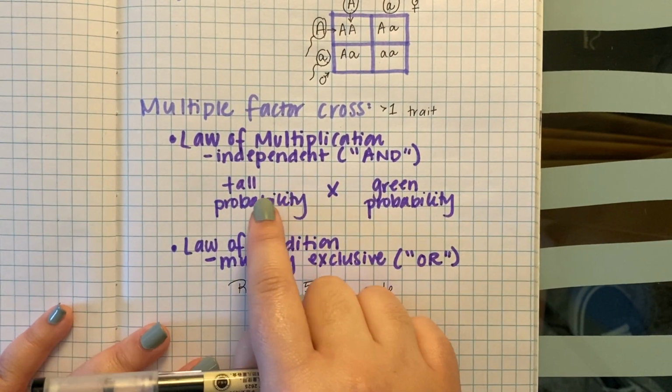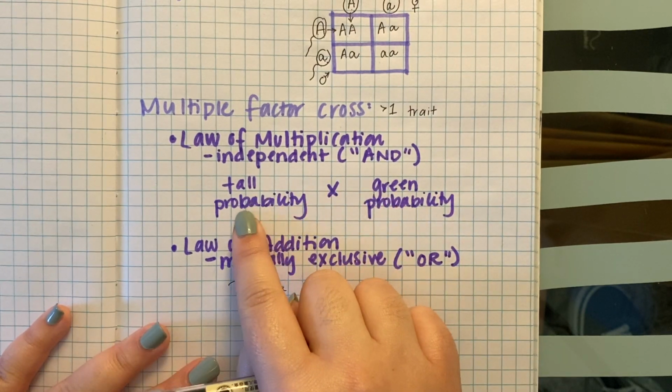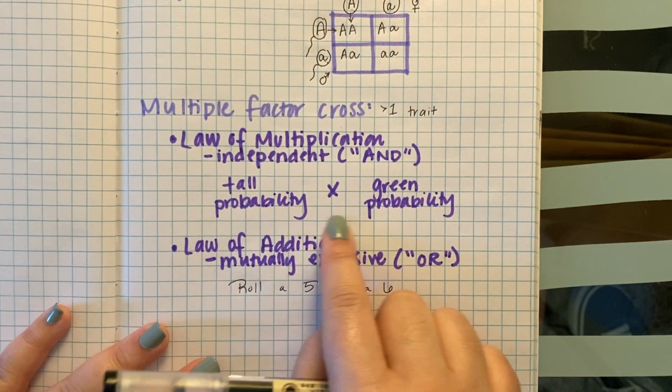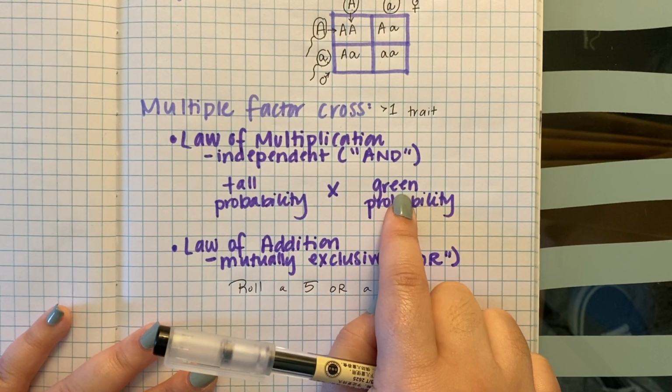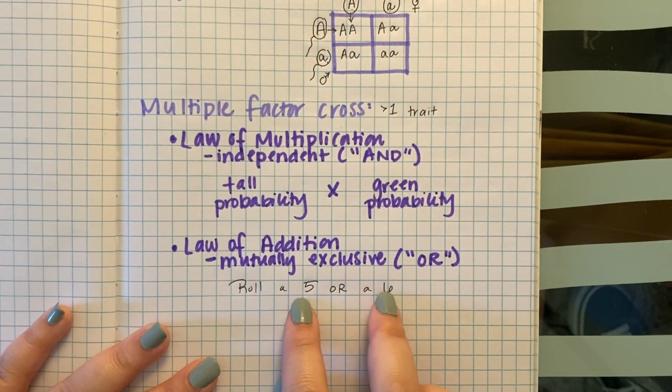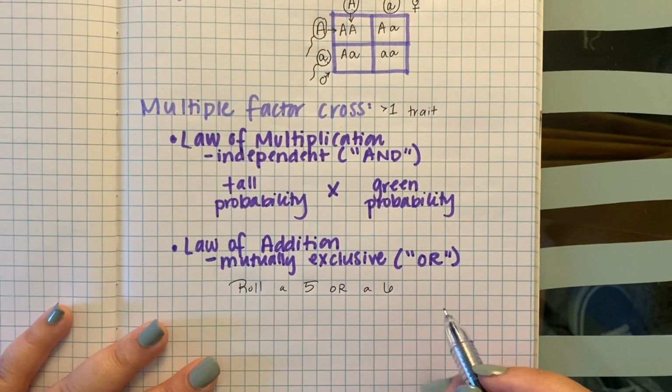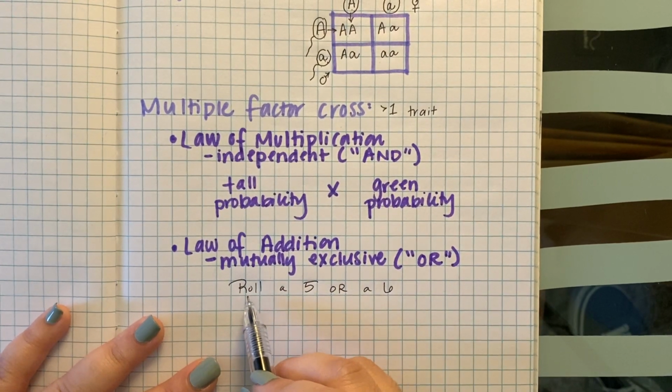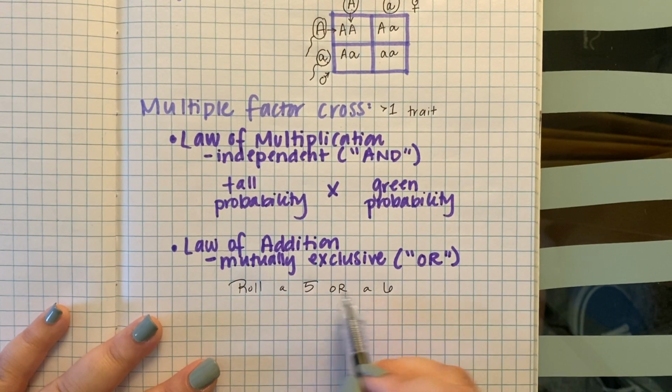Whereas with these, they're independent of each other because the probability of being tall does not exclude my ability to be green. Okay, so these two things can occur together at the same time. These two things cannot occur together at the same time. So if I wanted to figure out my probability of rolling a 5 or a 6, I would add them.